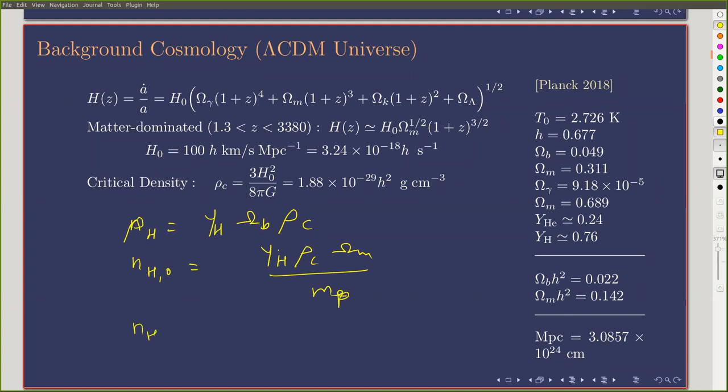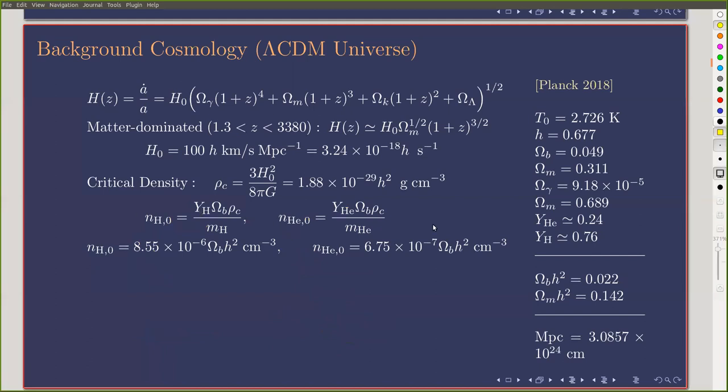Similarly, we can have the helium number density, which we will be using, where this is the mass of helium. This turns out to be around just 8% of the total number of baryons, but we will not be using any approximations. We can simply put in the numbers which we have, and calculate the value as a function of this value, which we will be using later.